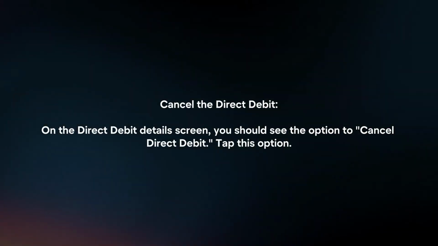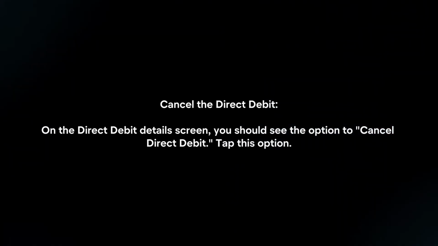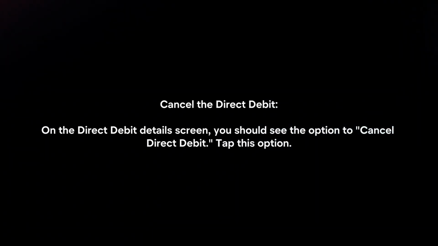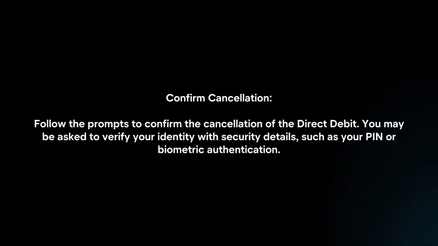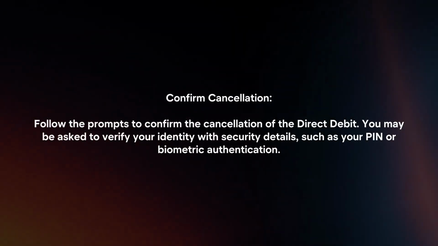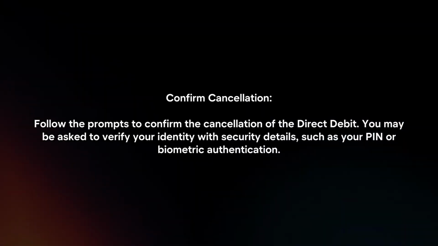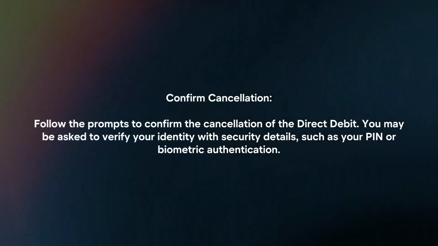Cancel the direct debit. On the direct debit details screen, you should see the option to cancel direct debit. Tap this option. Confirm cancellation. Follow the prompts to confirm the cancellation of the direct debit. You may be asked to verify your identity with security details, such as your PIN or biometric authentication.